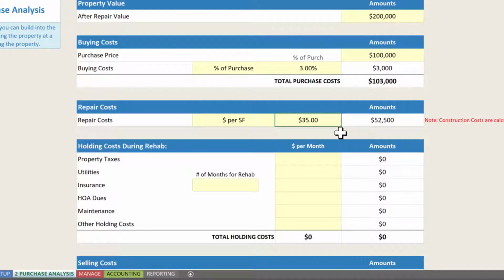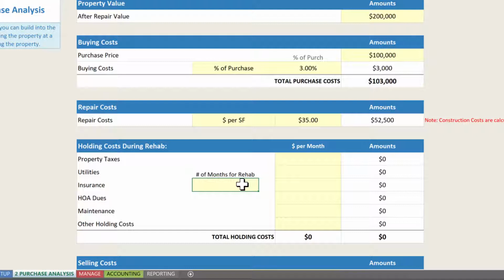The next section is your holding costs that you'll incur during the rehab. The holding costs are only the costs that you will incur during the time it takes to rehab the property to get the property into rentable condition. These costs are not going to be the holding costs during the actual rental operation. Your rental operating expenses will be set up on the rental analysis sheet.